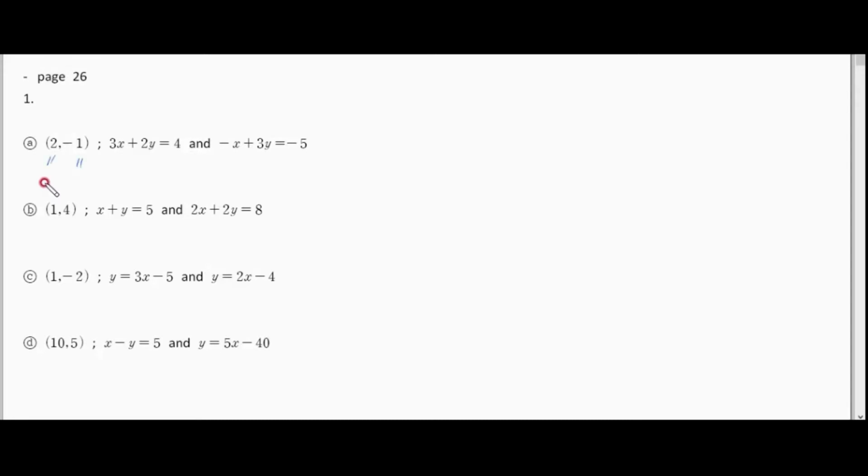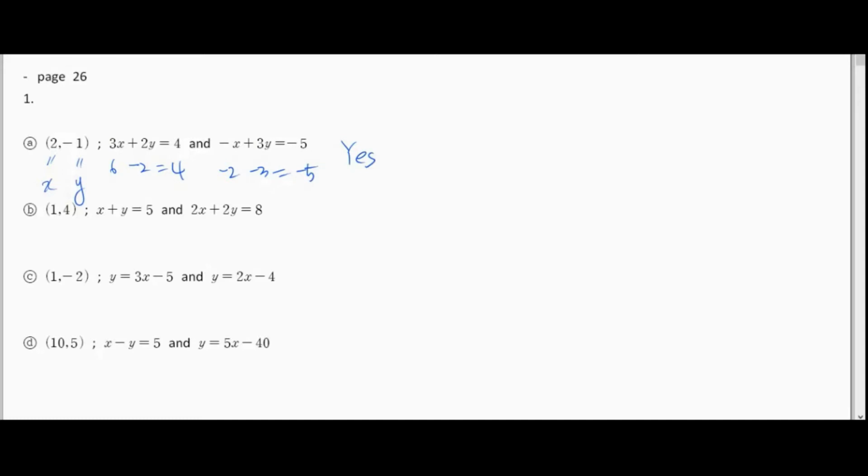Now let's start with A. The one in front is x and the one in the back is y. So substituting it, this will be 6 minus 2 equals 4, and negative 2 minus 3 equals negative 5. So this is a yes.